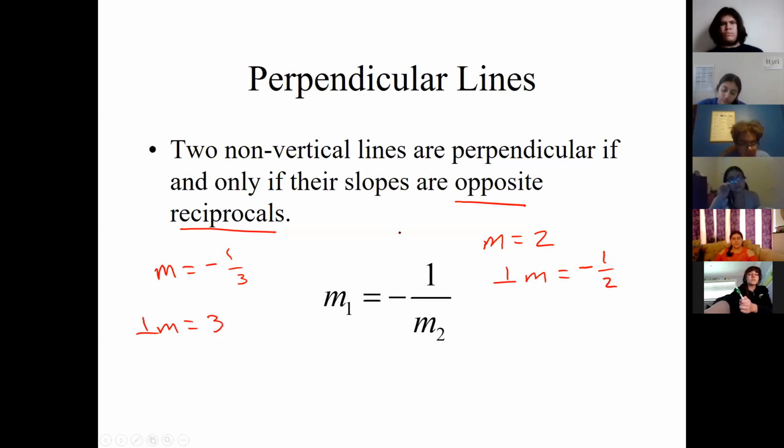And so you'll need to know that for your homework. You'll be writing equations of lines. If they ask you for a parallel line, same slope. If they ask for perpendicular lines, opposite reciprocal.